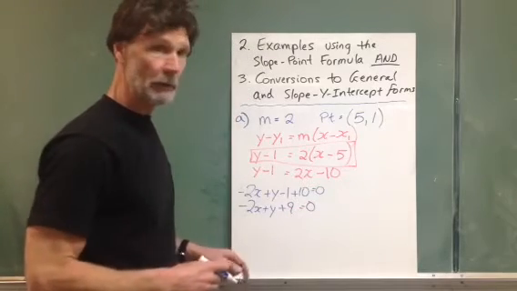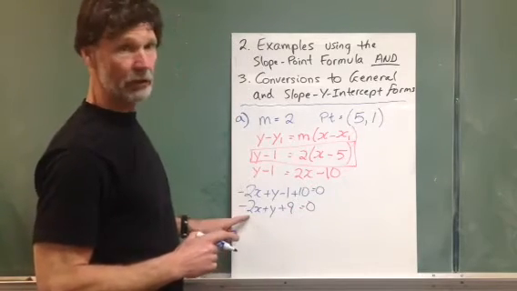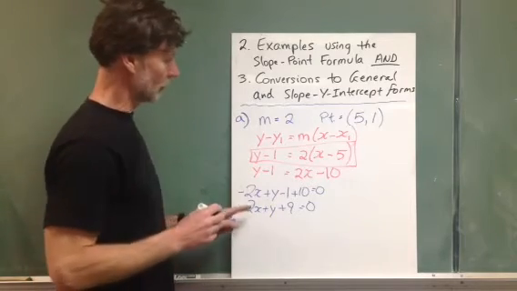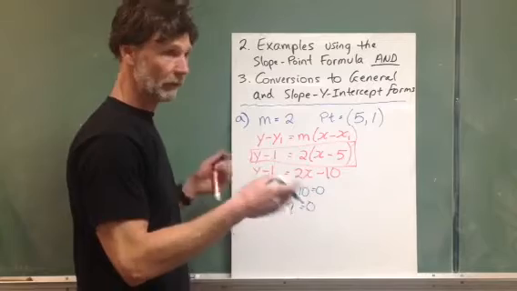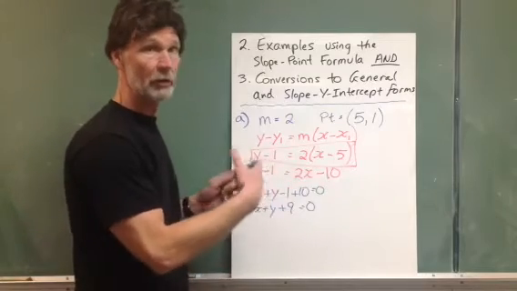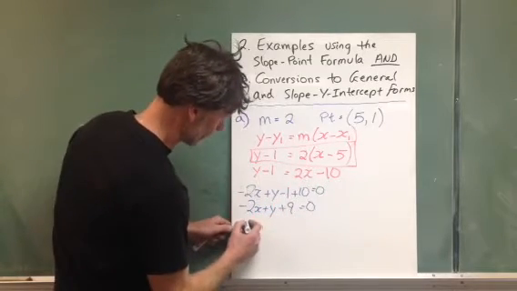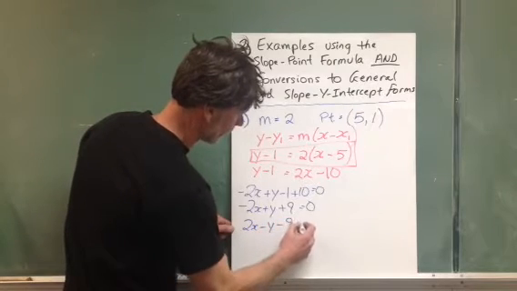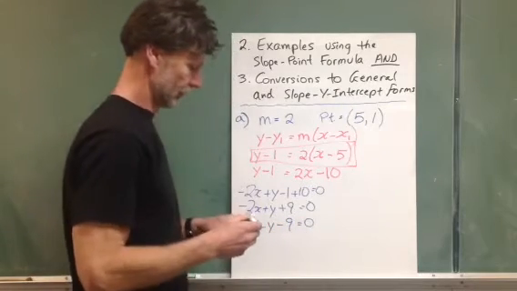Okay. Now remember, in general form, the leading coefficient must be a natural number. We cannot have a negative. So I'm going to multiply all my terms by negative 1. That'll keep the equation the same. So that's 2x minus y plus 9 equals 0.